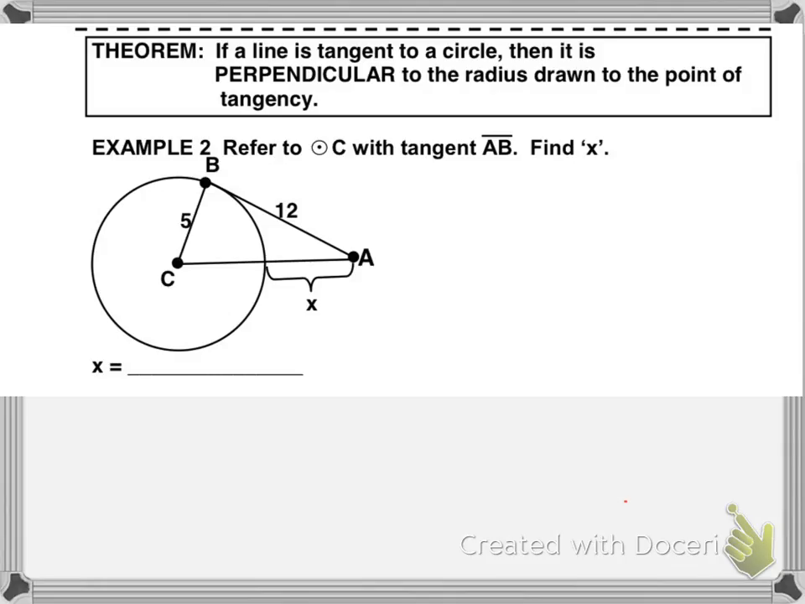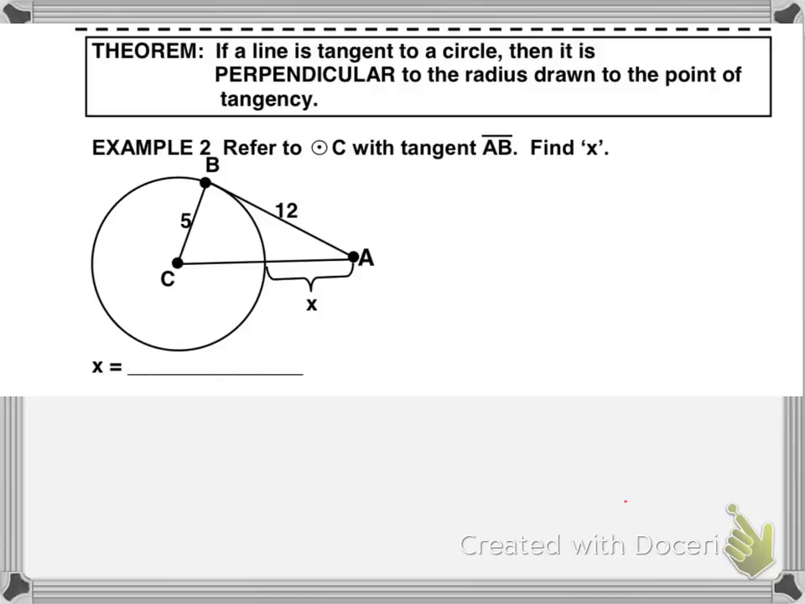We'll learn a property of tangents, which is stated as this theorem. If a line is tangent to a circle, then it is perpendicular to the radius drawn to the point of tangency. Now that means that whenever you have a line or a segment or a ray that is tangent to the circle, and that point of tangency is the end of a radius, then the radius and the tangent form a right angle or a 90-degree angle. We'll use this property to solve the problem in example 2.